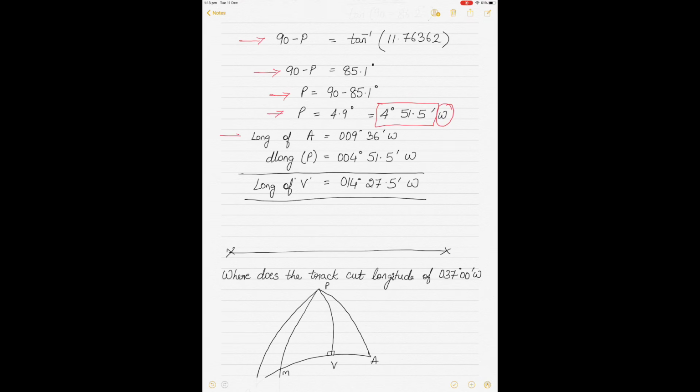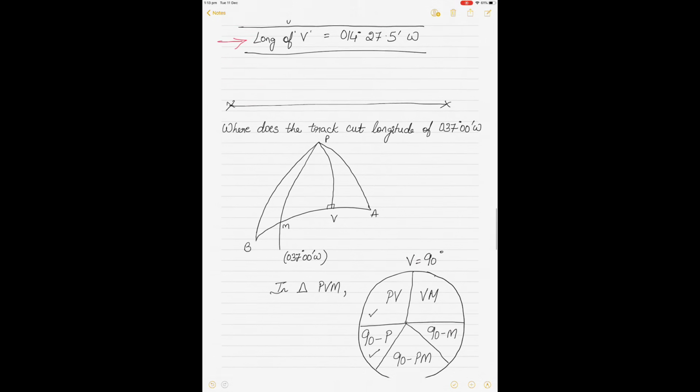So you have the longitude of A as a reference, then you have D long or angle P that you've just calculated. To find out the longitude of the vertex, you will add to the west longitude because you are going further west, and the answer you should be getting is 014 degrees 27.5 minutes west longitude.